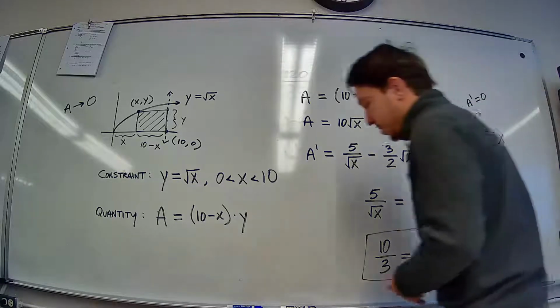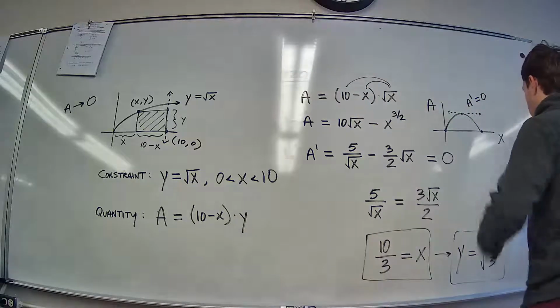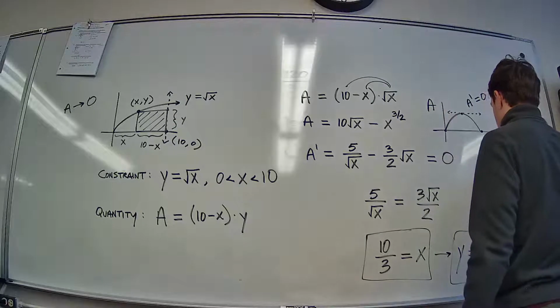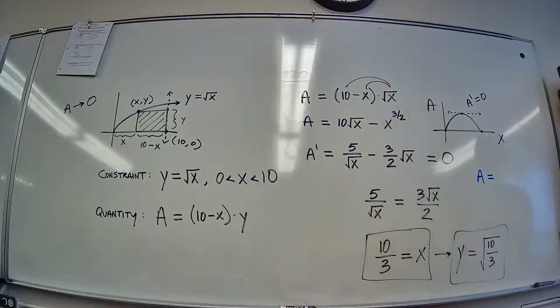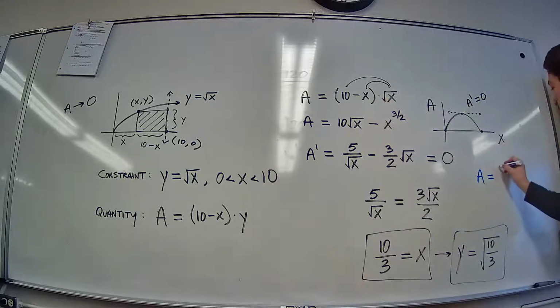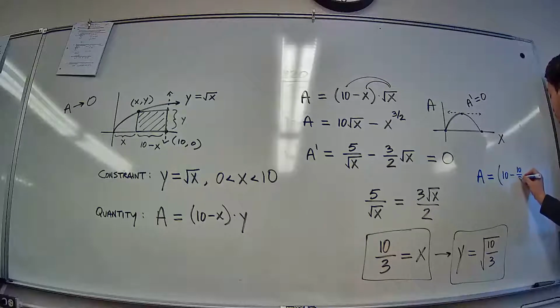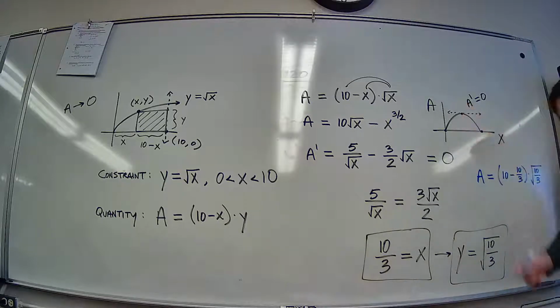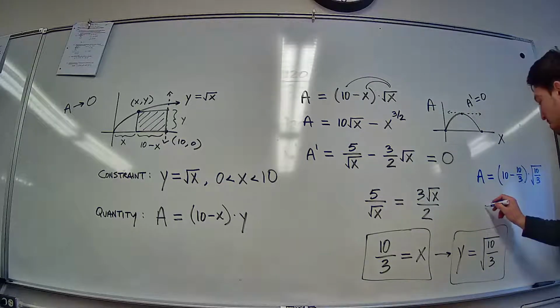So let's do this in blue. Okay, so plugging that in, 10 minus 10 thirds times the square root of 10 thirds. Is this still visible? Okay, yeah, it's still on screen here. 20 thirds.